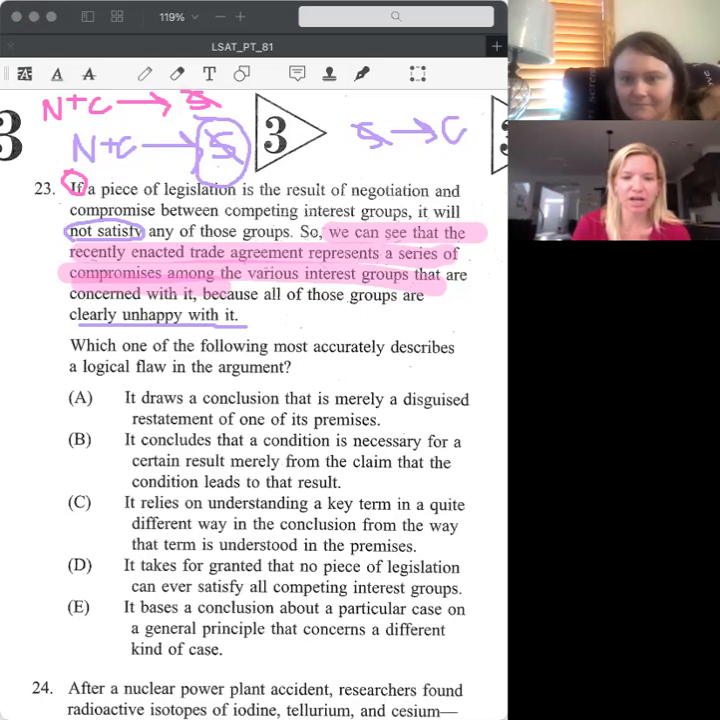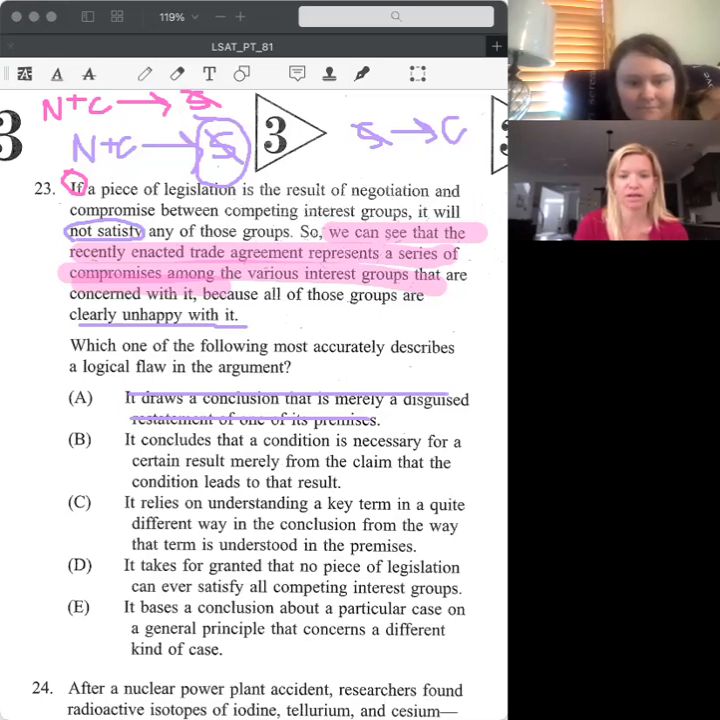It draws a conclusion that is merely a disguised restatement of one of its premises. No, it does not do that. It's not circular reasoning. It concludes that a condition necessary for a certain result merely from the claim that the condition leads to that result. Yes, I like that one. Okay. Because it's basically saying what we talked about.